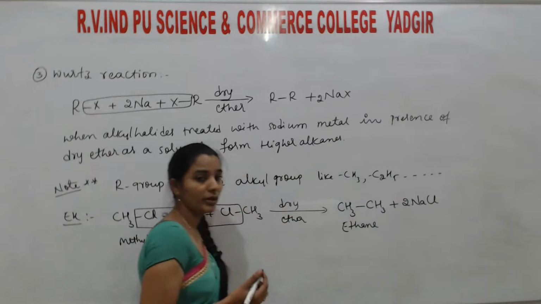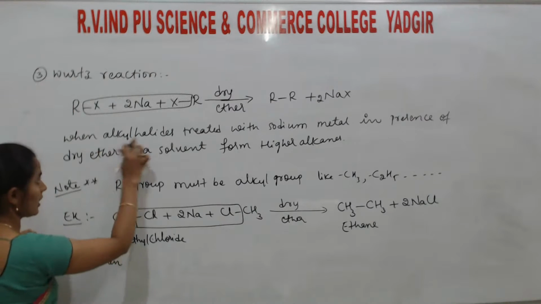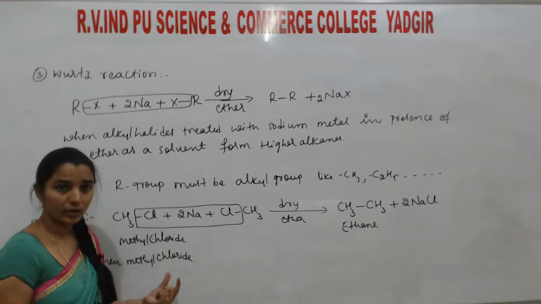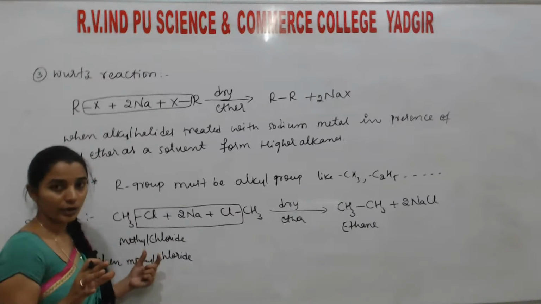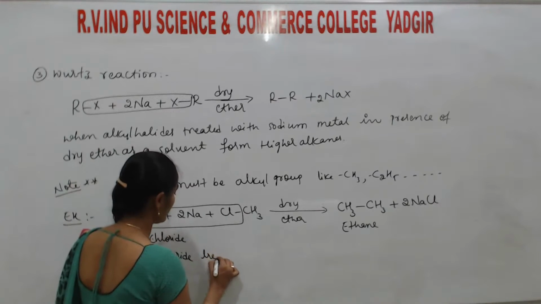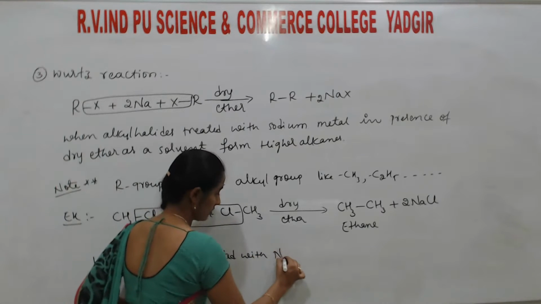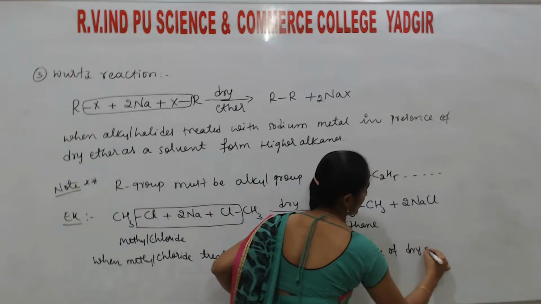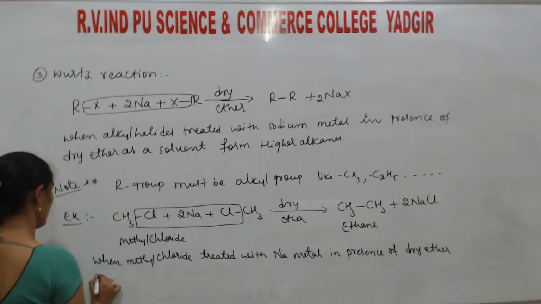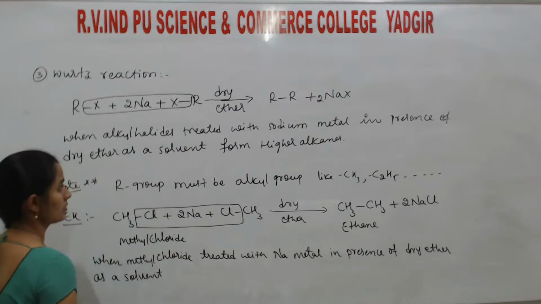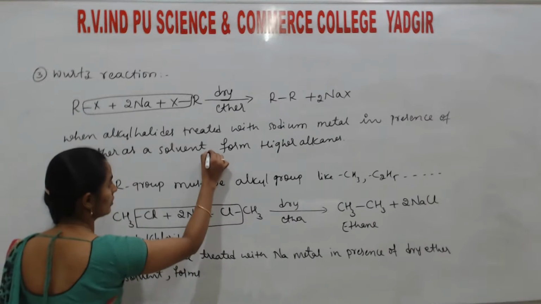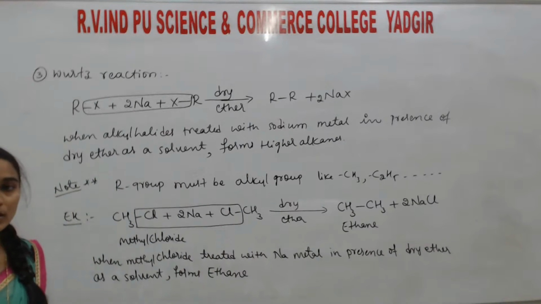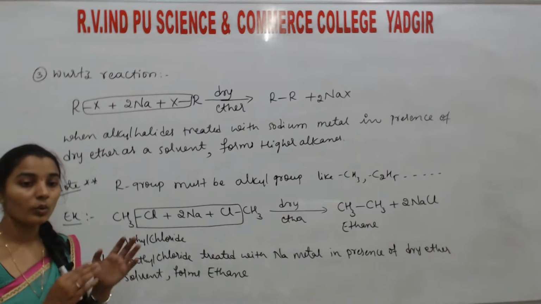Understood? So how can you write here? When alkyl halide, means methyl chloride, I'm not telling you to take methyl chloride only. The choice is your own. But don't take fluoride, they are not stable. Treated with sodium metal in presence of dry ether as a solvent forms what? Ethane. Understand? So this is what? Wurtz reaction. Only alkyl halides.